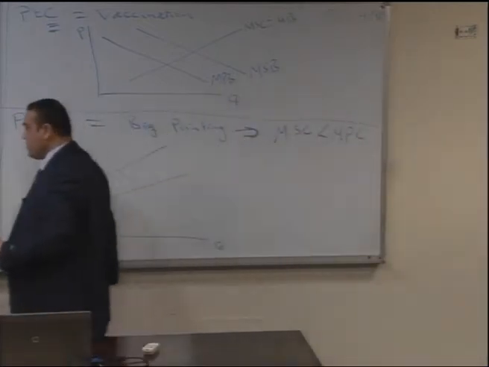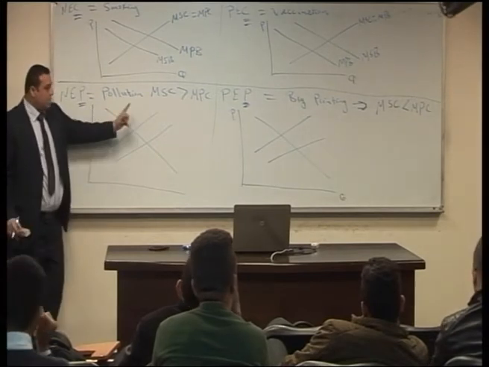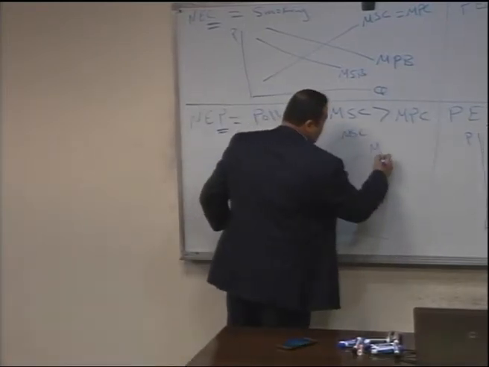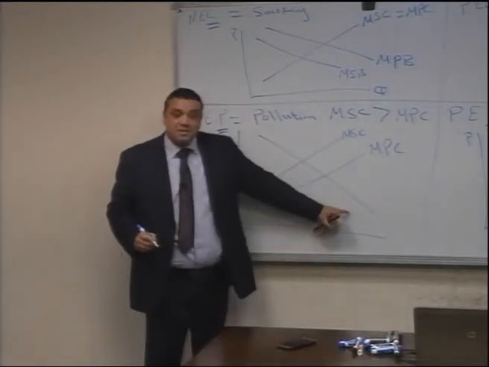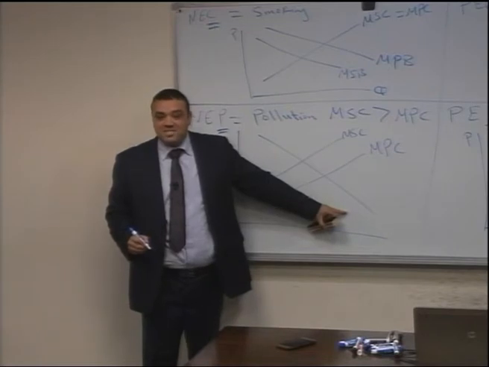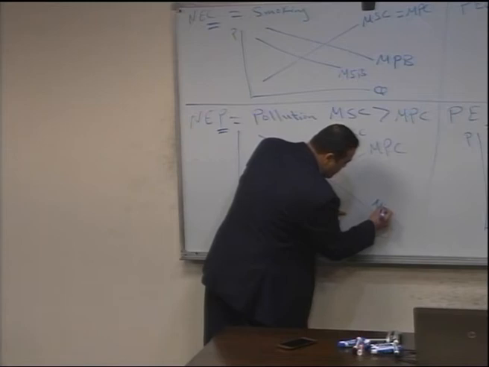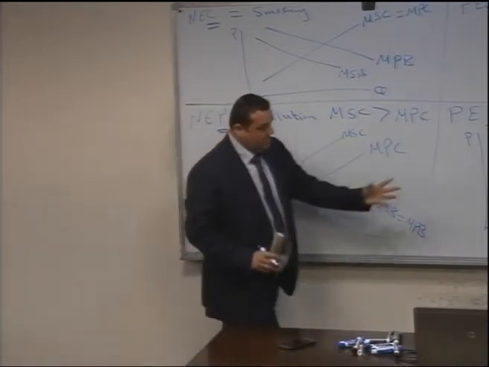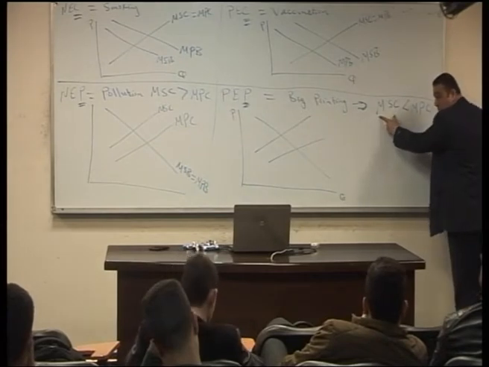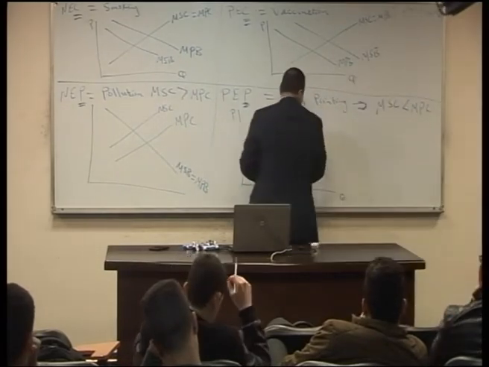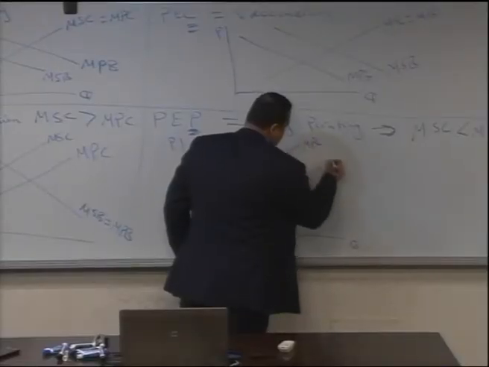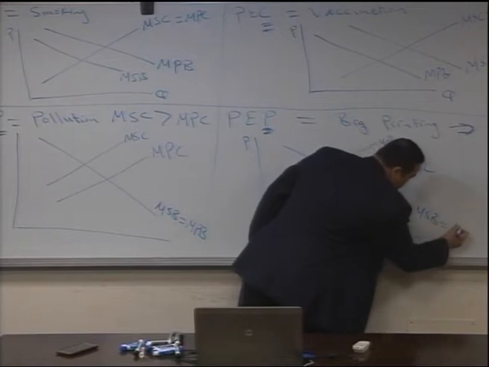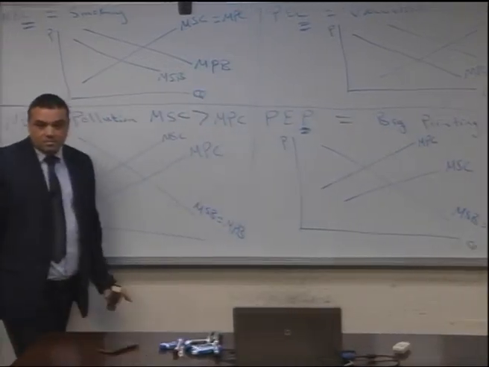What about here? Pollution. The marginal social cost is bigger than the marginal private cost. So here are the marginal social cost and the marginal private cost, and this curve represents the benefits. Marginal social benefits equals the marginal private benefits. What about this case here? The marginal social cost is below the marginal private cost. So this is the marginal private cost and the marginal social cost, and this curve represents the marginal social benefits and the marginal private benefits. Okay?